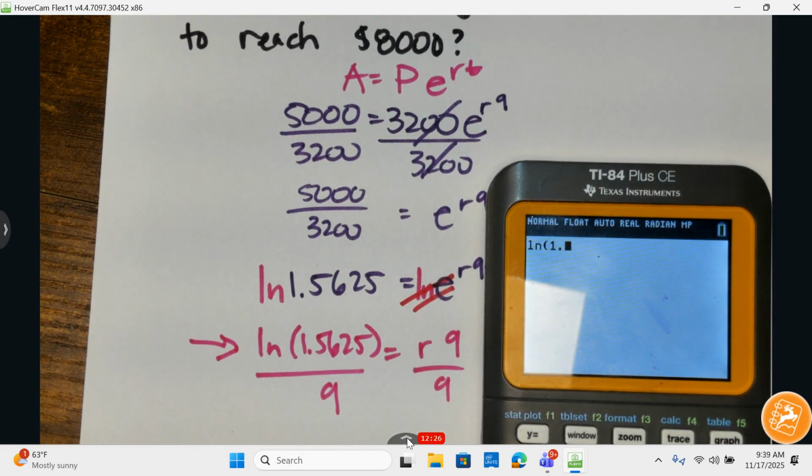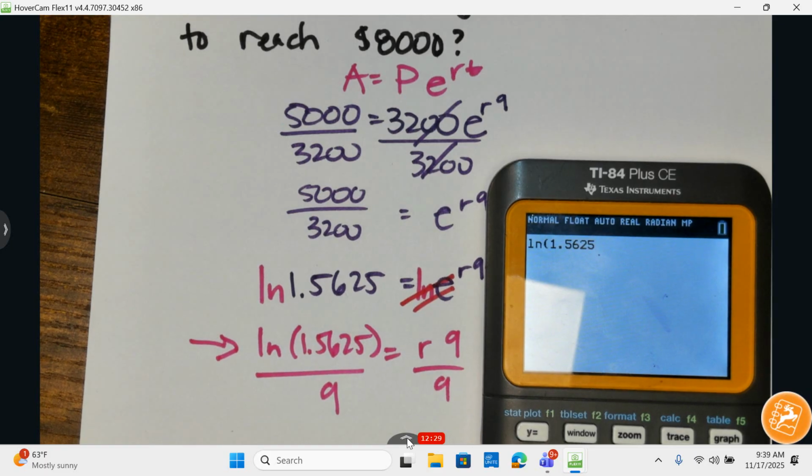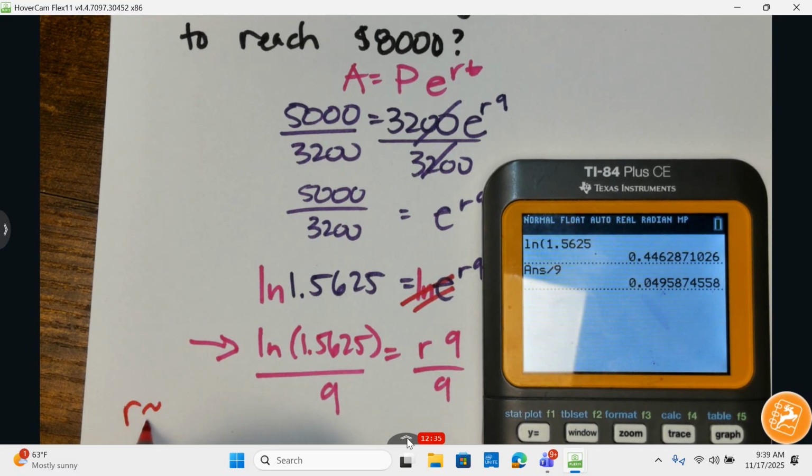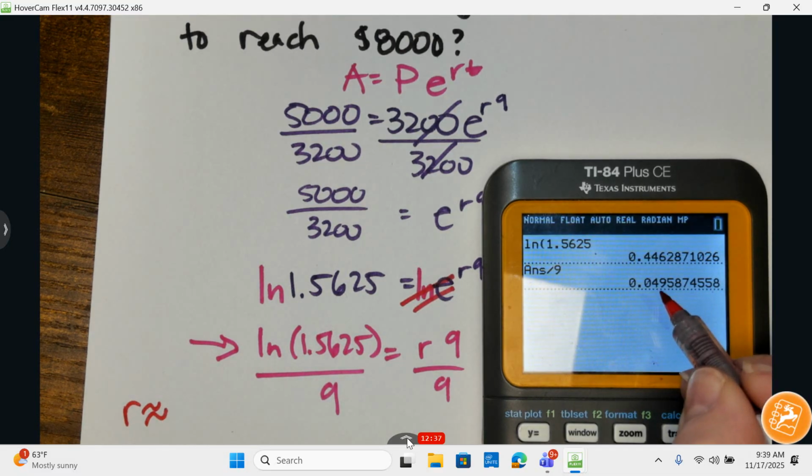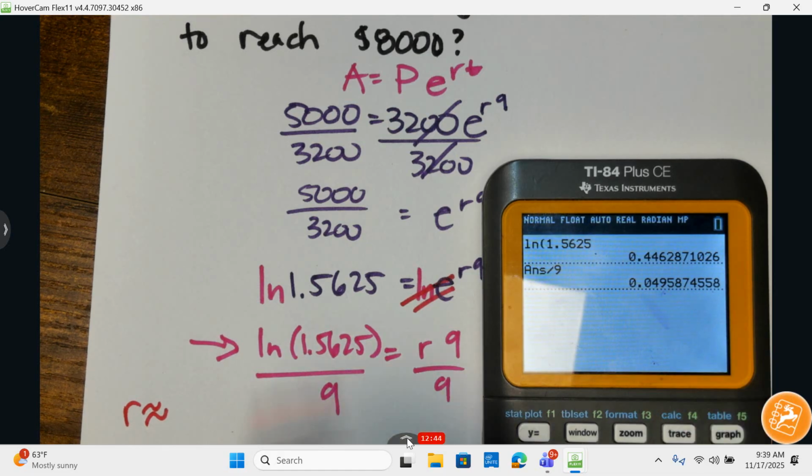So ln of 1.5625, press enter, then divided by 9. So my r is approximately, move it 2 places to the right, we can see the 4.9, but look, behind the 9 is a 5. 5 or greater, we bump up. So instead of being 4.9, it's going to be approximately 5.0%.